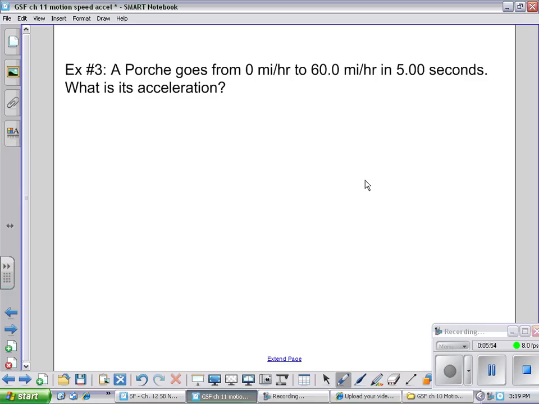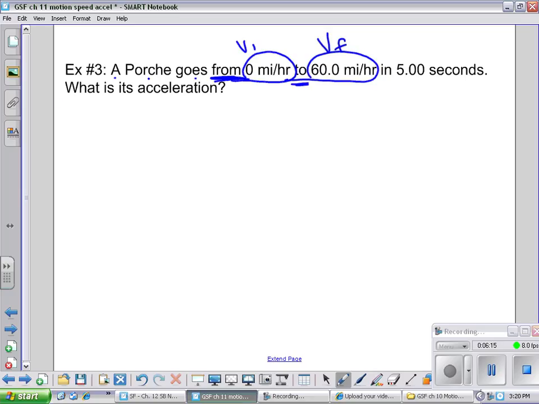Problems, just like we've always been doing them. You list your knowns and unknowns. You write your formula. You plug in your numbers and your units. So let's just read the words carefully. A Porsche goes from 0 miles per hour. So it goes from this to 60 miles an hour. So 0 miles per hour has to be your initial velocity. 60 miles an hour is your final because it goes from this to that.